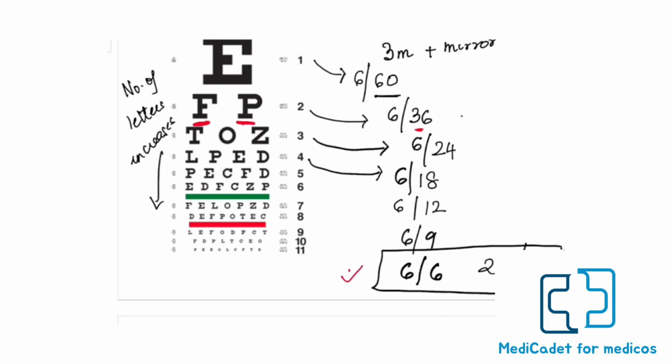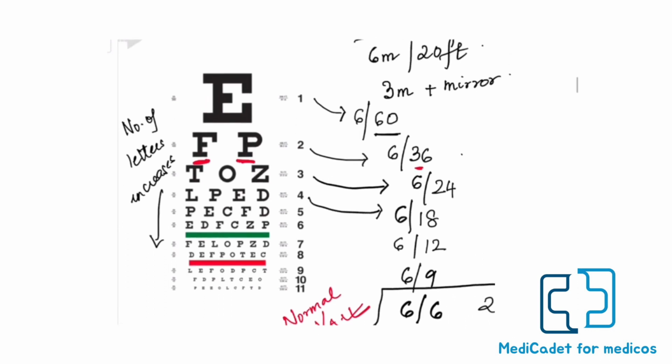Now you can understand why 6 by 6 is called normal visual acuity. Because 6 by 6 or 20 by 20 means what? It means that this letter should be read from a distance of 6 meters and the patient is reading it from a distance of 6 meters. So it's normal. Same, 20 by 20 means that it should be read from a distance of 20 feet and the patient is reading it from a distance of 20 feet. Okay, so this is how visual acuity is evaluated with the help of the Snellen's chart.